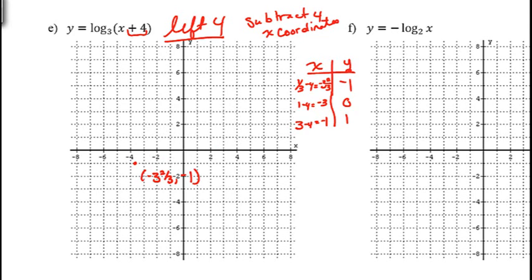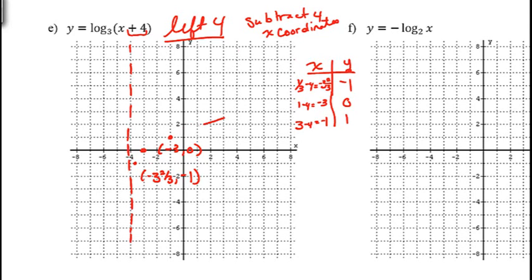And our next point is negative 3, 0. And the next point is negative 1, 1. And so this is shifting our asymptote to the left 4. So we would have a dashed line going down at negative 4, or x equals negative 4.